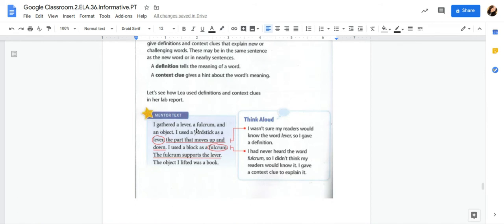I gathered a lever, a fulcrum, and an object. I used a yardstick as a lever, the part that moves up and down. I used a block as a fulcrum. The fulcrum supports the lever. The object I lifted was a book. So sometimes I wasn't sure my readers would know the word lever, so I gave the definition. I have never heard the word fulcrum, so I didn't think my readers would know it. I gave context clues to explain it.